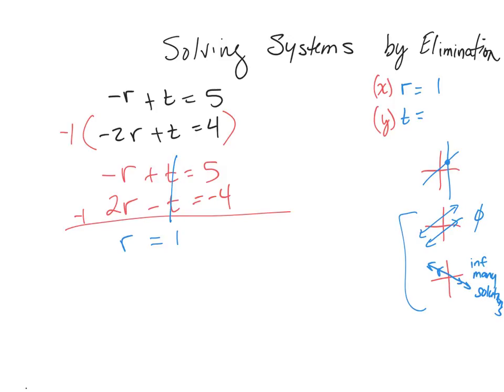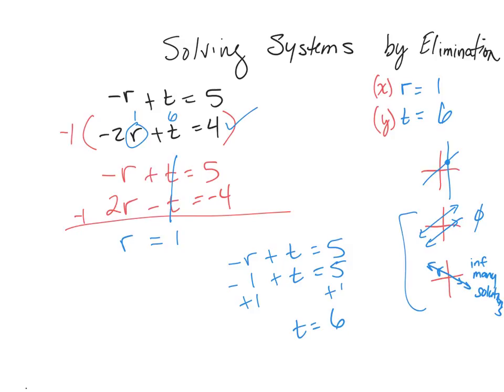The second step is always the same. You plug it into one of the original equations. Not the one you found, but one of the original. So I'm going to pick the easy one, which is -r plus t equals 5. So that's going to be -1 plus t equals 5, and add 1 to both sides, and t equals 6. And then I do a little check. When I plug in r equals 1 and t equals 6, does it add up to 4? What's -2 times 1? -2. -2 plus 6 is 4, so that works too. You see how the second equation works?